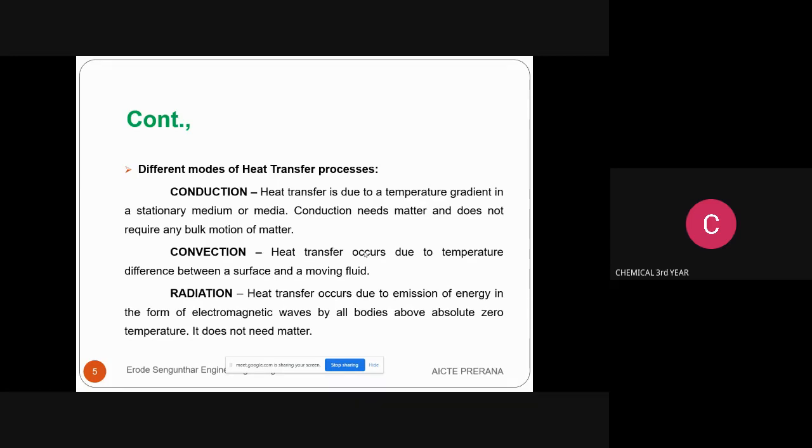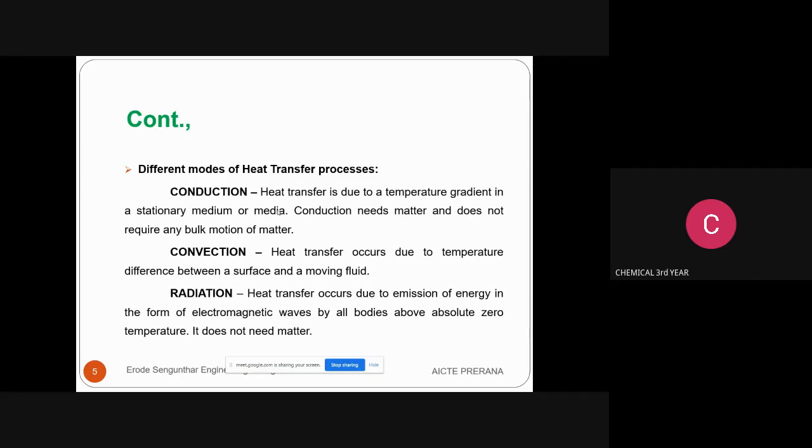For example, in conduction, heat is transferred due to temperature difference only. Here also in convection and radiation, all are due to temperature difference, temperature gradient only. But see the next point: in a stationary medium or media. So in a stationary medium, that medium should not flow anyway.